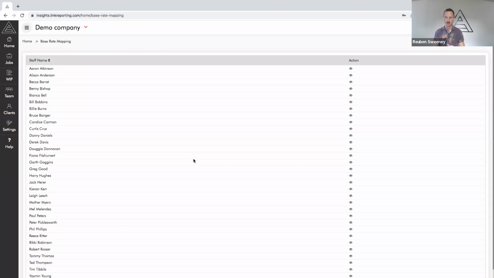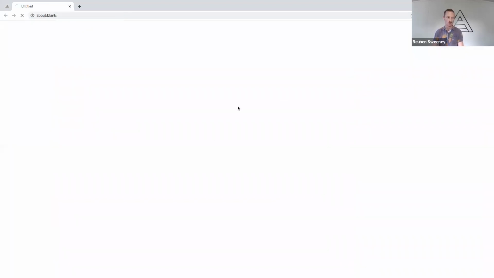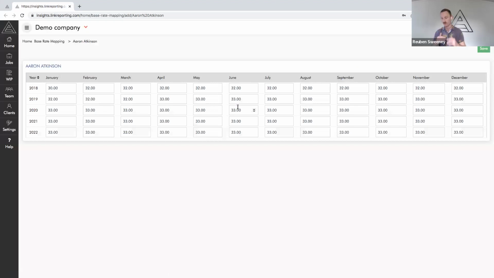And this base rate doesn't sync upward to XPM. It's purely for the purposes of the calculations that occur in link reporting. So for Ruben, or we'll click on Aaron, click on the eyeball. What's cool about this one is that it can be retrospectively updated, and you can have different base rates for different years.